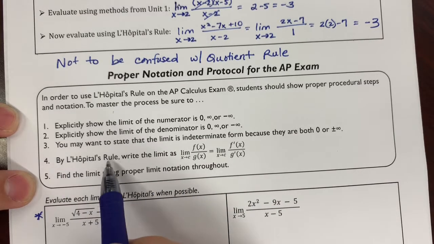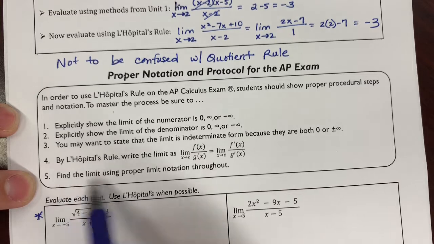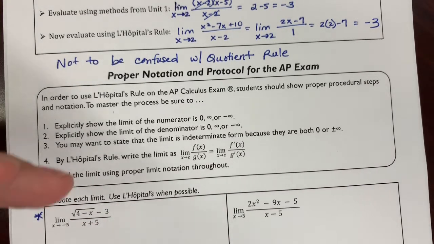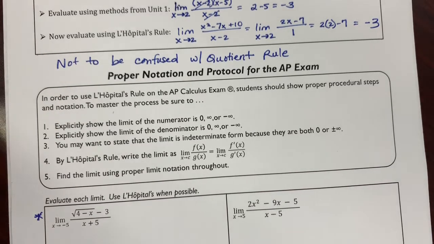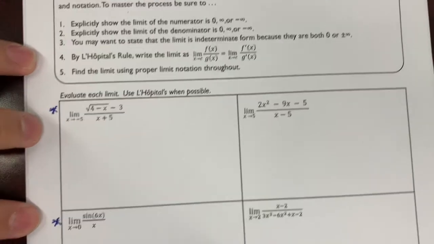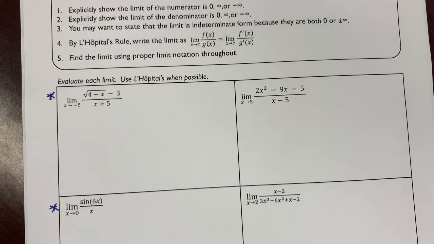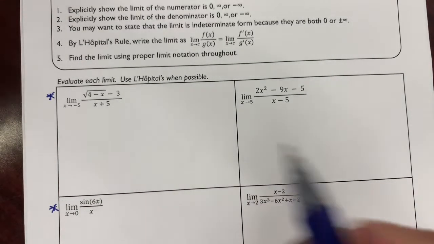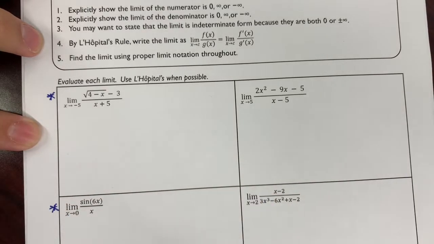Then by L'Hopital's rule, you're going to rewrite your limit with the derivatives, and then from there, you take the limit. So as far as I know, you would have to follow this step-by-step process every time you want to use L'Hopital's rule. So I have some stars. I'm not going to do all of these problems. You can just look at the filled in notes inside of Canvas. But I'll just go ahead and do an example of what I assume is what you have to do.